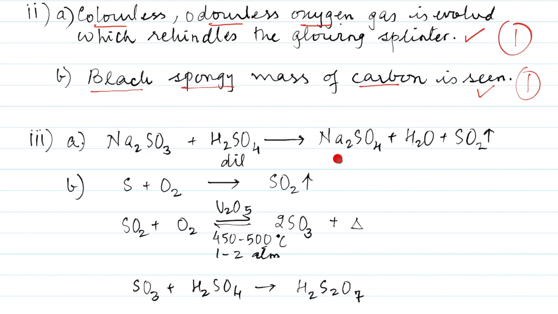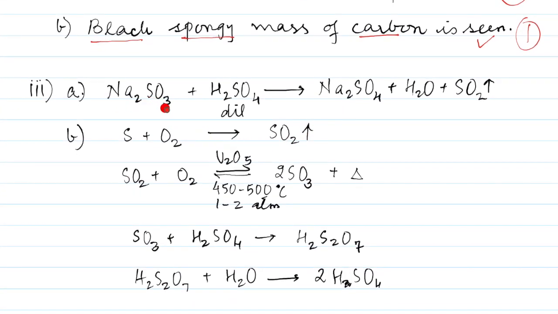We come to the third part. As I told you, sodium sulfite is Na2SO3 plus dilute H2SO4. If you are not confident, just make a box here for this negative and this positive. It's like a double decomposition reaction. 2Na with SO4 will be Na2SO4, and H2SO3 being weak acid, it will be H2O plus SO2, this being a gas, show up arrow. So you write this, that is your 1 mark.